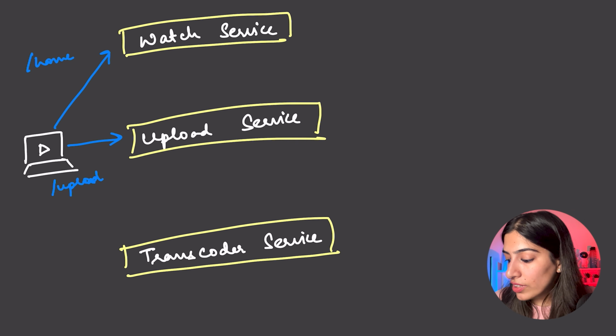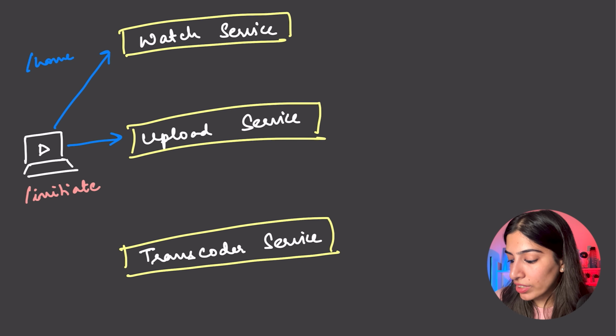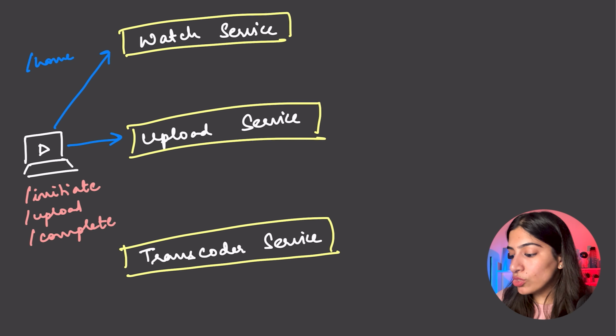One was initiate. So let me write all the 3 calls for further clarity so that you don't get confused. The first one was initiate. It was upload/initiate, but okay. Then it was upload and then it was complete upload, right? So upload/complete it was. So you sent all of these 3 APIs to the upload service.